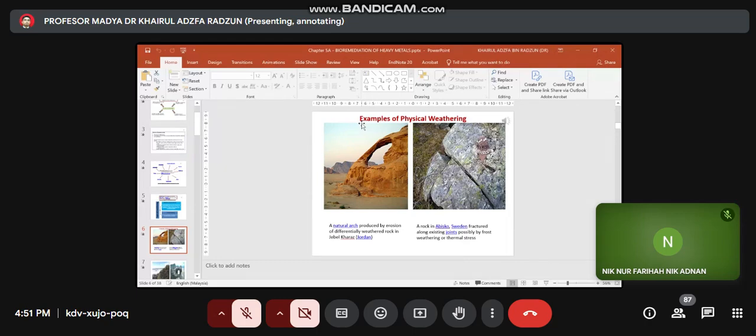Okay, so here are the examples of physical weathering. If you can see the pictures here on the left side and also on the right side, we'll talk about the left side first.